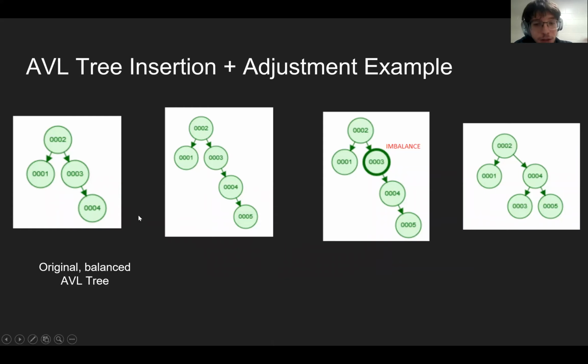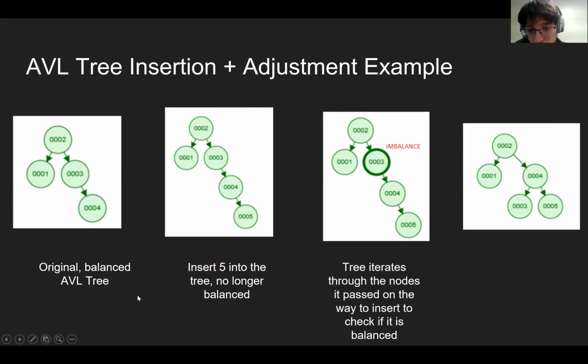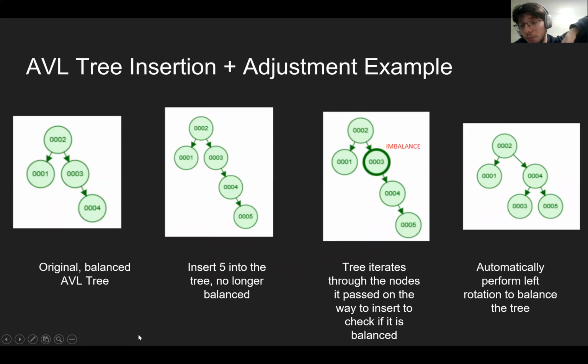So with its original tree, we insert the 5. Oh no, it's unbalanced. And it's unbalanced to the right, so we need to do a left rotation. That's exactly what's done here. So the tree iterates through the nodes along the path, because that's the only place we're ever going to have a problem. So we go along the path to see where there's an imbalance, if there is one. And if there is, it just performs a left rotation. And then once we've updated it, we're good.